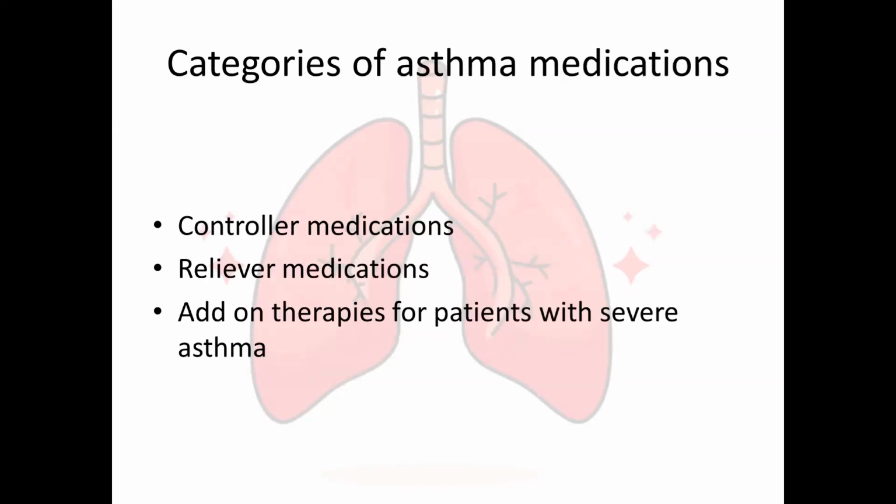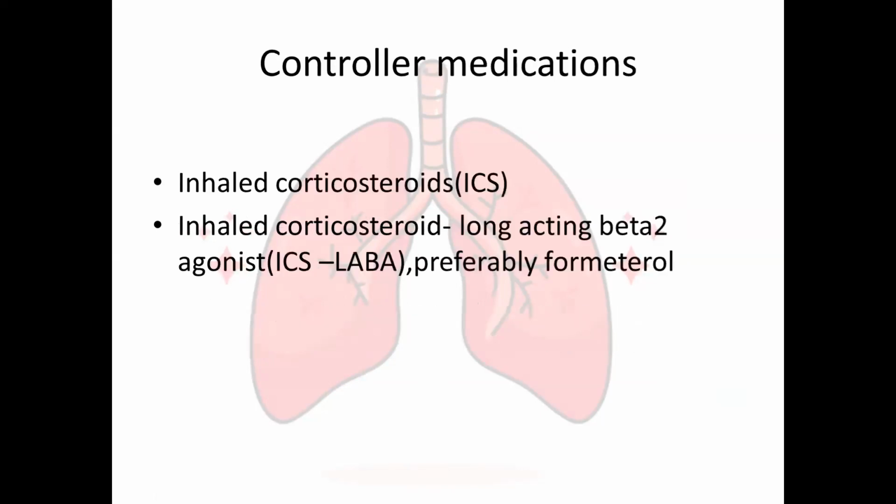Now we will see the medication options available for asthma treatment. You can broadly categorize asthma medications into three groups. First one is the controller medications. Second is the reliever medication. And third is add-on therapies for patients with severe asthma.